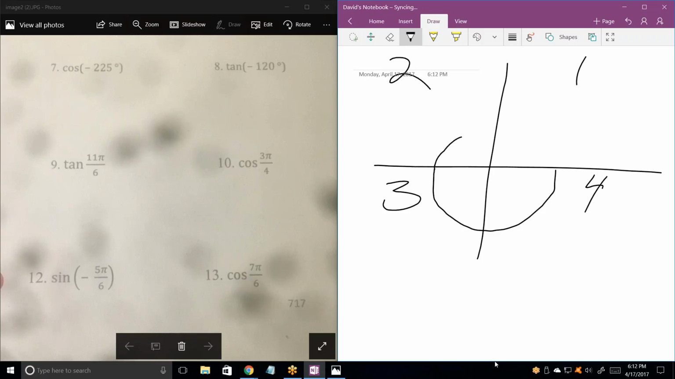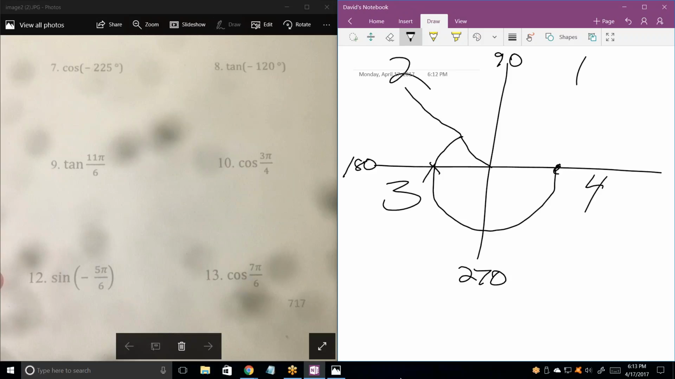It's 180 degrees to get from the x-axis to the other x-axis, right? In other words, every quadrant is 90 degrees. So if I'm going 225, I have to go 180 plus 45. So there's my angle.